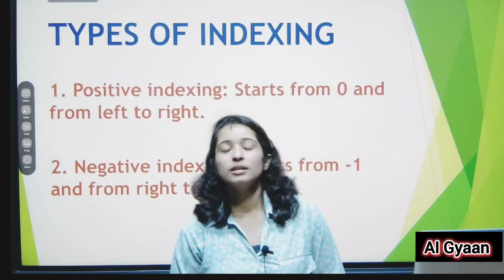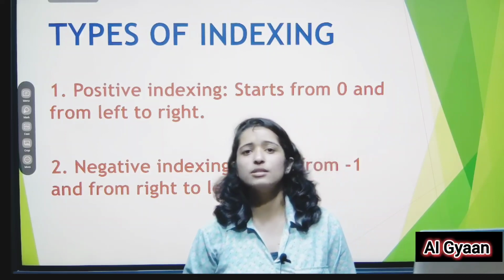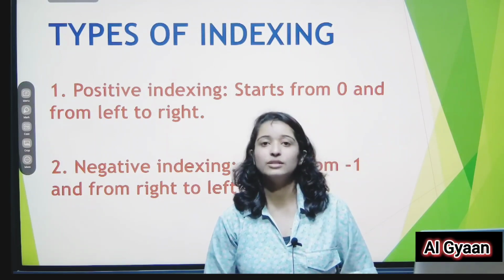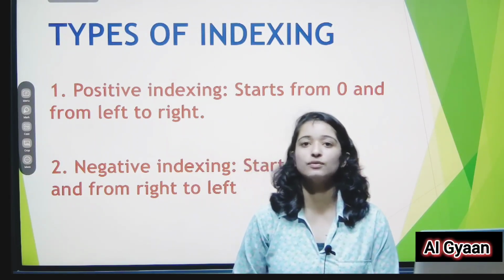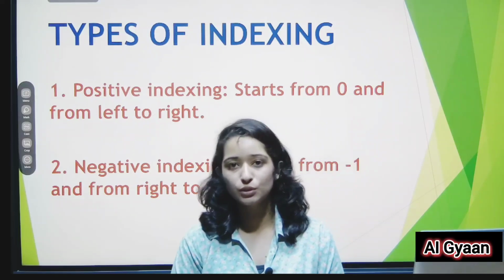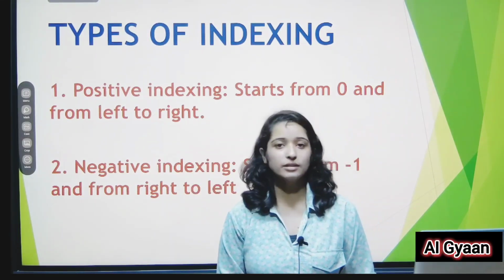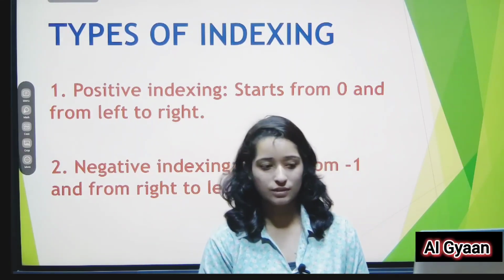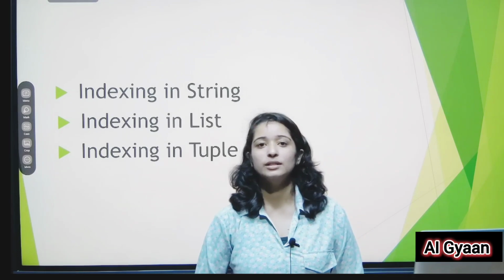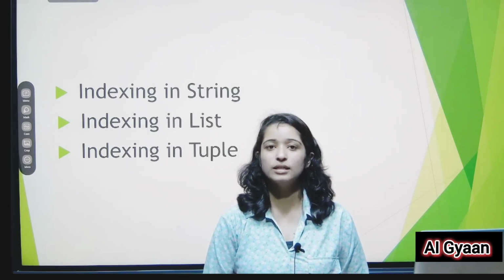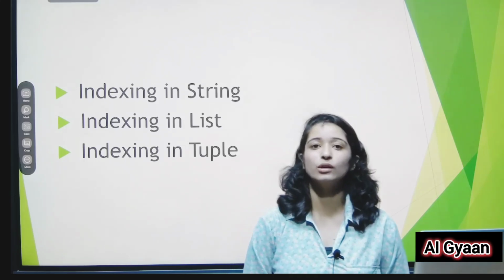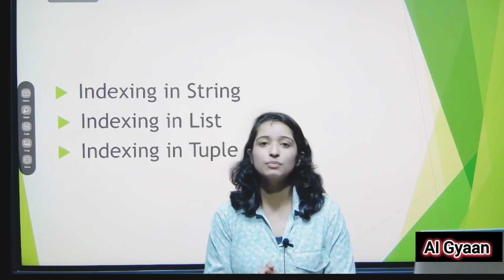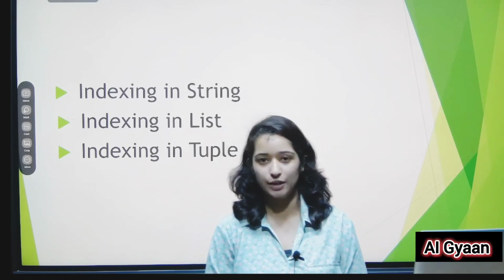So, types of indexing. Indexing is of two types, that is positive indexing and negative indexing. Let us talk about positive indexing, which starts from 0 and goes from left to right, whereas negative indexing starts from -1 and goes from right to left. Indexing is performed in different data types like string, list and tuples, and we have already studied the different types of data types. Now let us see how indexing is performed in these data types.